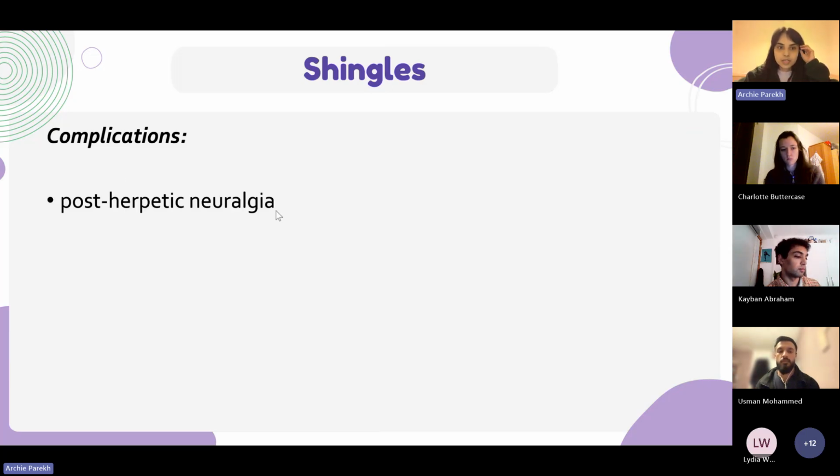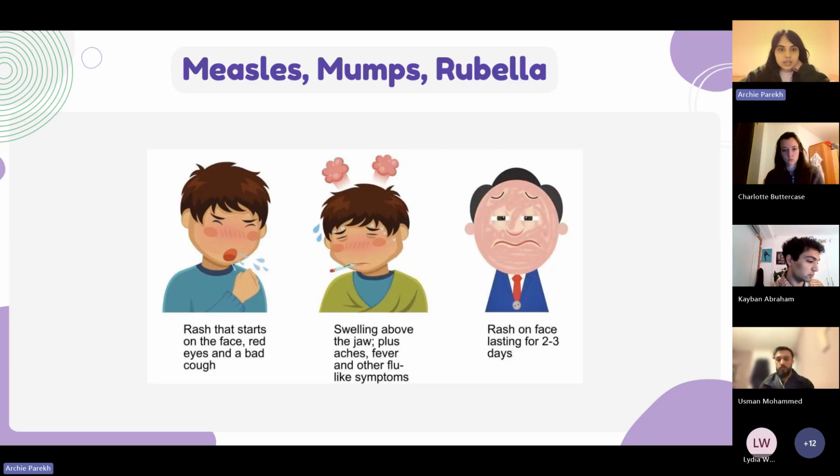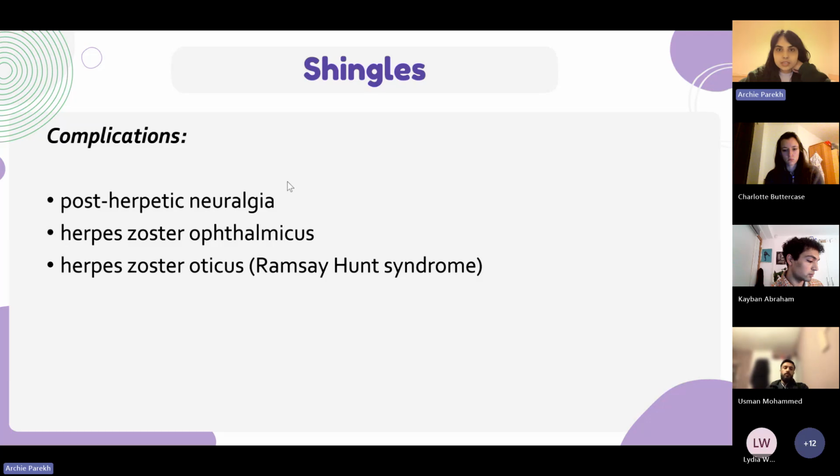Complications of shingles: postherpetic neuralgia, herpes zoster ophthalmicus, herpes zoster oticus, which if you remember, that's Ramsay-Hunt syndrome, where you have the rash that starts from the ear. And that's it about shingles. If you have any questions, please put them in the chat. I can't see any right now, so I'll just move on.